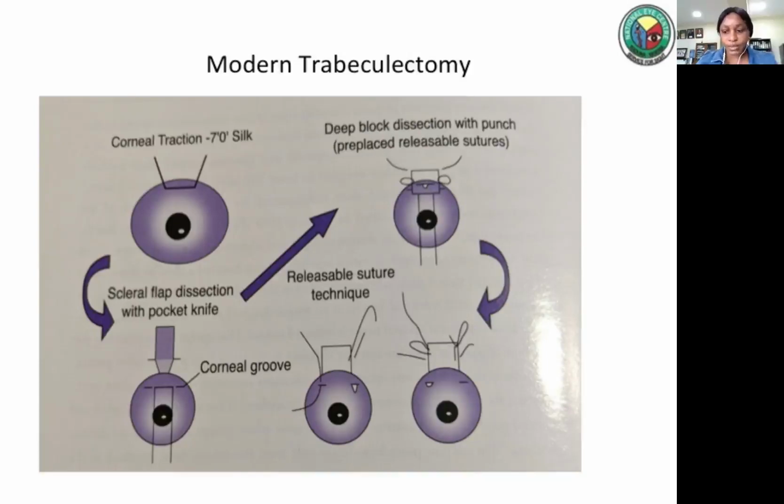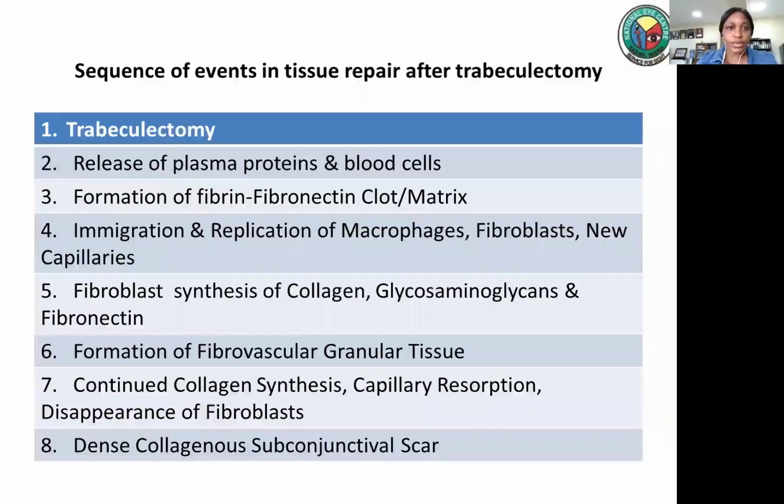Now, once trabeculectomy is done, there's a natural healing process that takes place in the body. There's release of plasma proteins and blood cells. This forms a fibronectin clot matrix. There's immigration and replication of macrophages, fibroblasts, new capillaries, fibroblast synthesis of collagen, glycosaminoglycans, and fibronectin. Eventually, there's formation of fibrovascular granular tissues, continued collagen synthesis, capillary resorption, and eventually there's this dense collagenous subconjunctival scar.